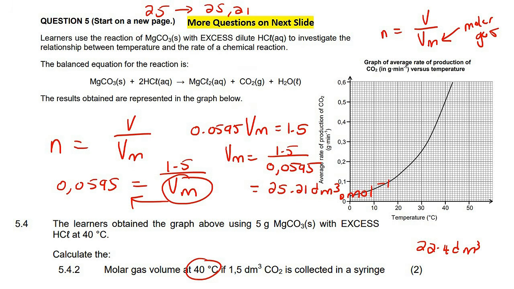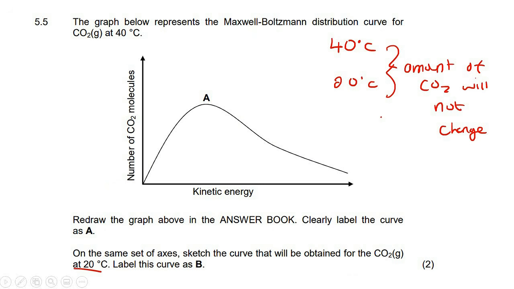That doesn't change because we're not changing the 5 grams of MgCO3. All that's going to happen is that by changing the temperature from 40 degrees to 20 degrees, what does that do to the kinetic energy of the molecules? Well, it makes them a little bit slower. So, for example, these molecules over here, which currently have a kinetic energy of, I don't know what the value is, but maybe it's like 50, those molecules are now going to have a lower kinetic energy. And so we're going to see this part of the graph move a little bit to the left.